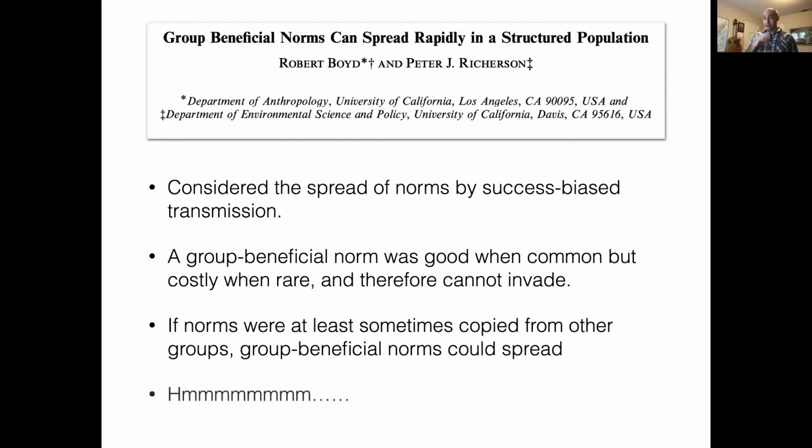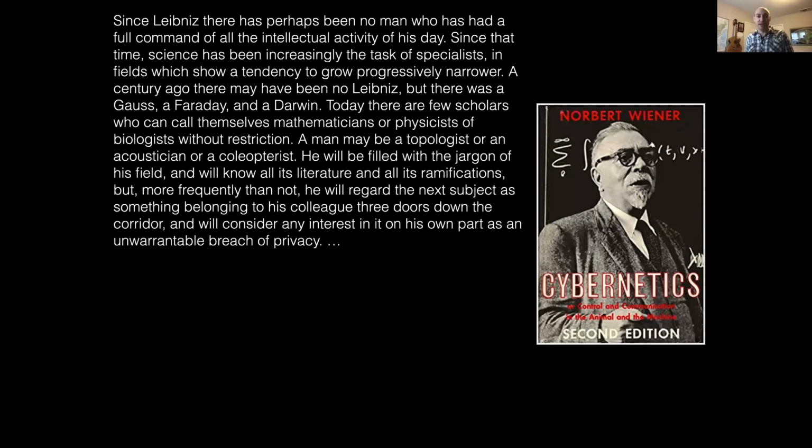So this got us thinking about the structure of scientific communities, which got me thinking about interdisciplinarity. So it brings us back to the stated topic of the talk. So when I think about interdisciplinarity, I was reminded of this book, Cybernetics. This is sort of published in 1948 by Norbert Wiener, big in the history of artificial intelligence, machine learning, robotics, etc. And he has this nice quote at the beginning where he's very frustrated with the work around the fields he works in. So he said, "Since Leibniz, there has been perhaps no man who has had a full command of all the intellectual activity of his day." And he's going to use man and his because it's 1948 and there's sexism.